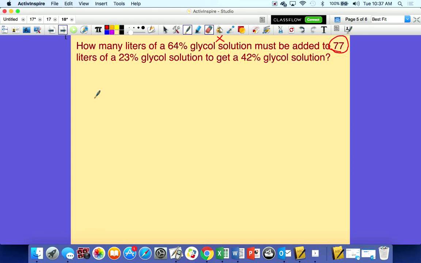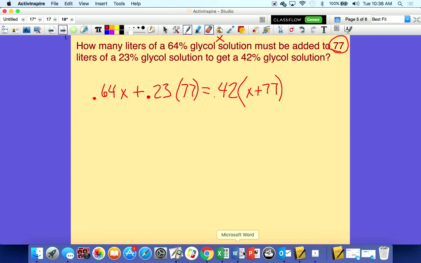So we could do percent times the total amount for that one, plus percent, so 23% of the total amount. Well, we know that that's 77, so we can throw this 77 in here, equals percent times the total. Well, the total is always adding this plus that. Well, that's x plus 77 here. All right, so this time we only have one thing that we don't know. So we just have the one variable. So we're gonna have to do some algebra here to be able to solve this.